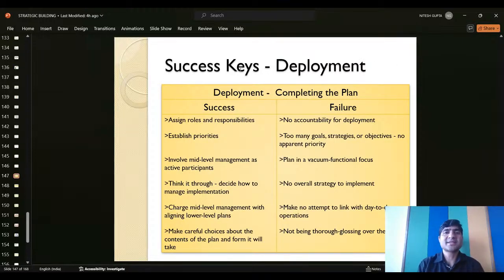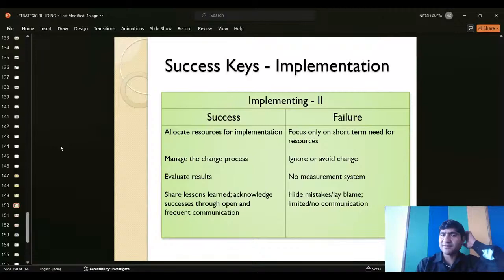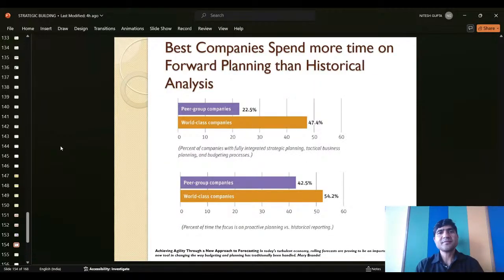Now, what are the success keys in development? Success versus failure is what? Assigning roles and responsibilities is a success. When you have no accountability for the deployment, it is a failure. When you establish priority, it is a success. And when you have too many goals in a strategy with no priority, it is a failure, and likewise. So this is how your success and failure look like.